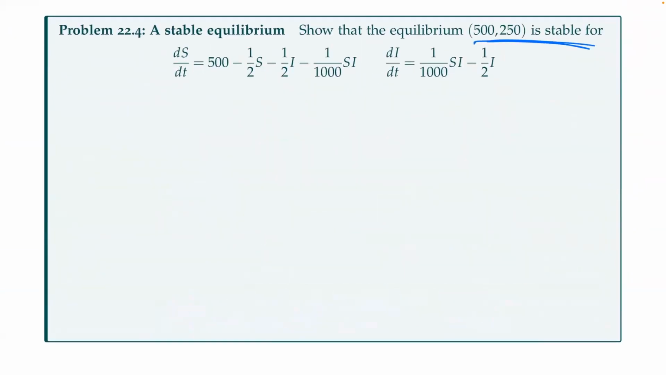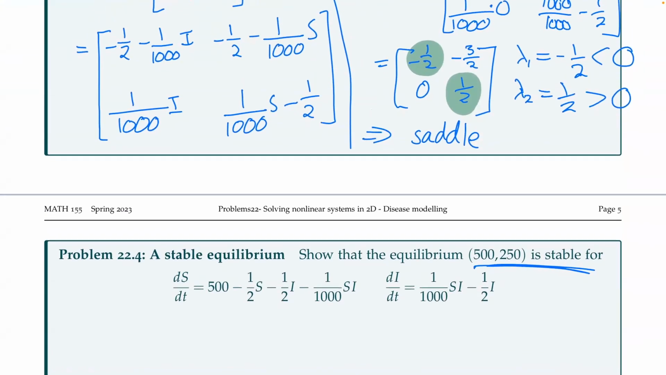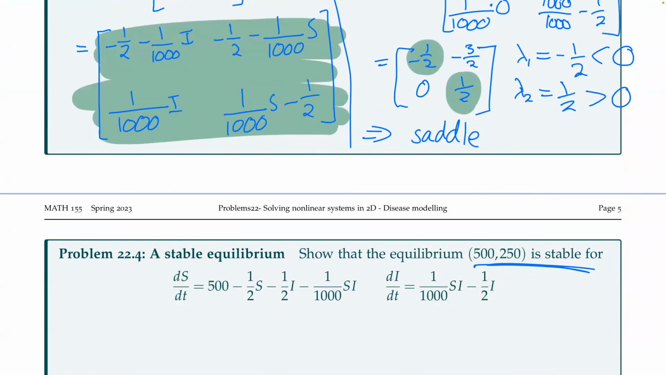So here we're going to show that this equilibrium is stable. So what I want you guys to do, we have our Jacobian, I'll leave the Jacobian there. So this same Jacobian applies, as in this one, which I'll highlight here. This is our Jacobian. You don't need to recalculate that again. You just need to substitute in our values for our endemic equilibrium down here, S, I is equal to 500, 250. Then look at the trace and determinant and see what happens.